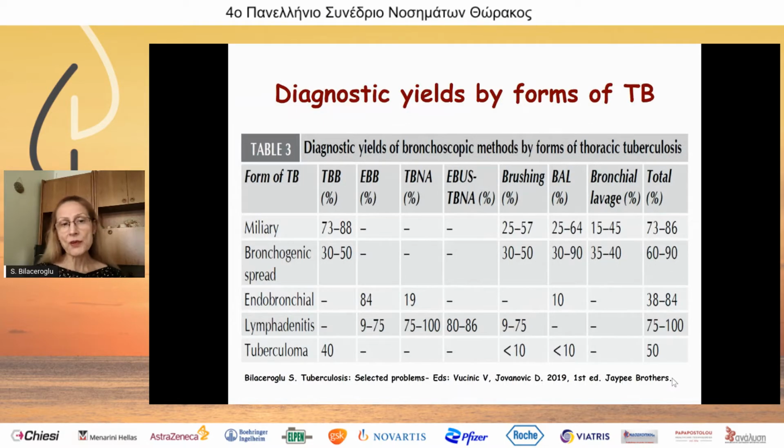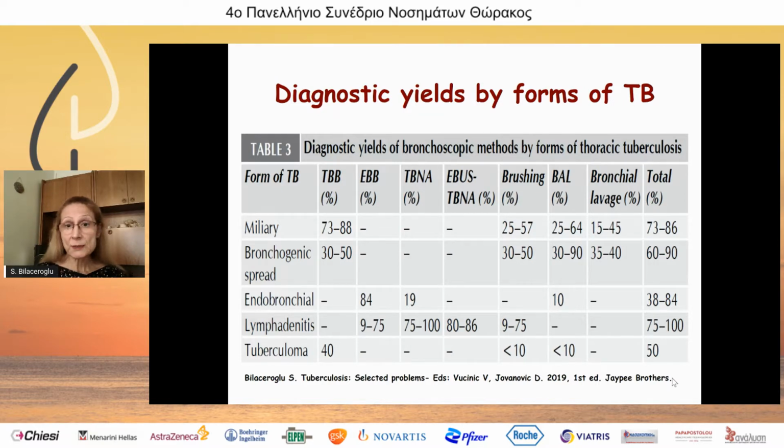The important point in using diagnostic methods in bronchoscopy for TB is to know which diagnostic method to use in which form of TB. If we do not pay attention to this, our diagnostic yields will not be high. I just want to give a few examples. In miliary tuberculosis, if we do not use transbronchial biopsy and combine it maybe with other methods like bronchoalveolar lavage, our yield will be low.